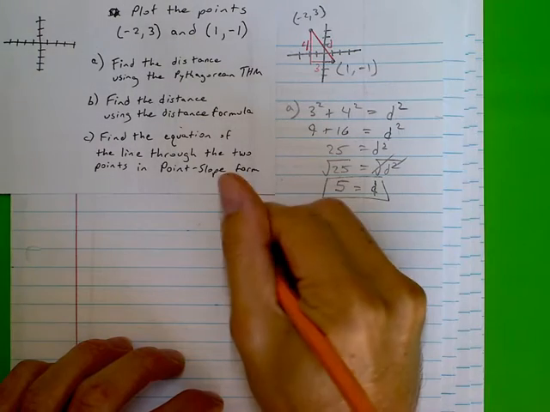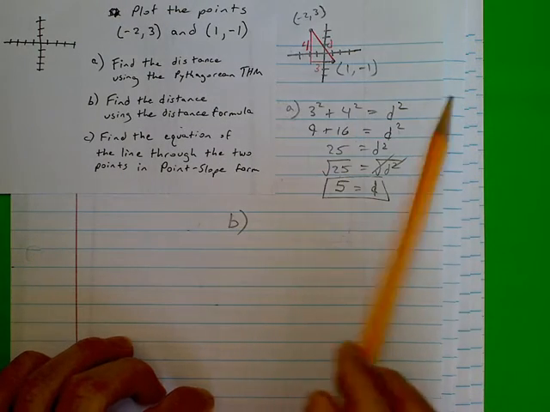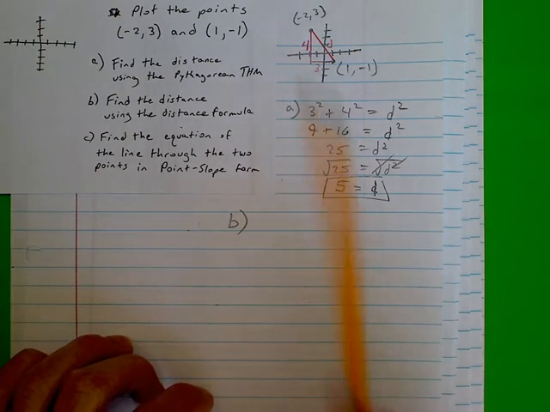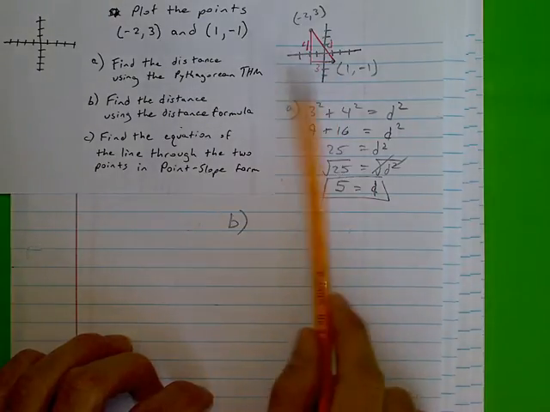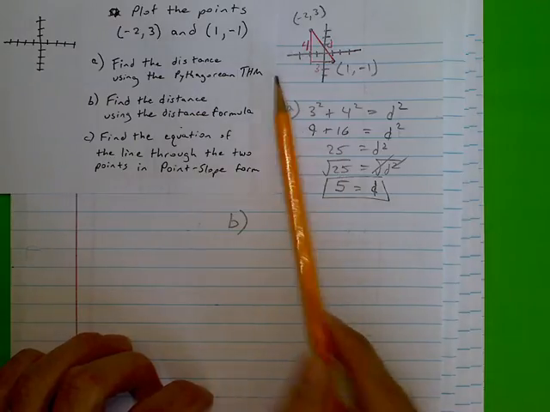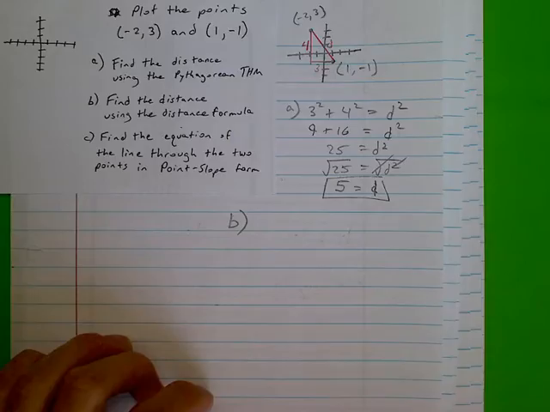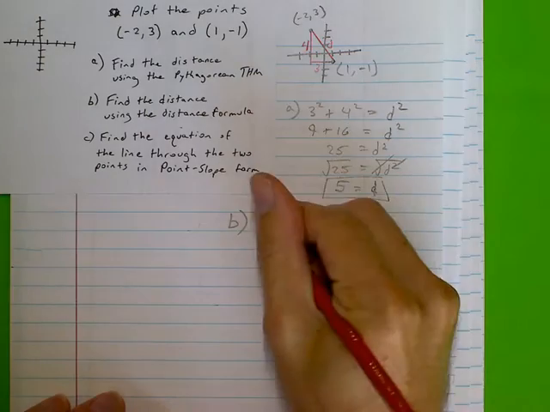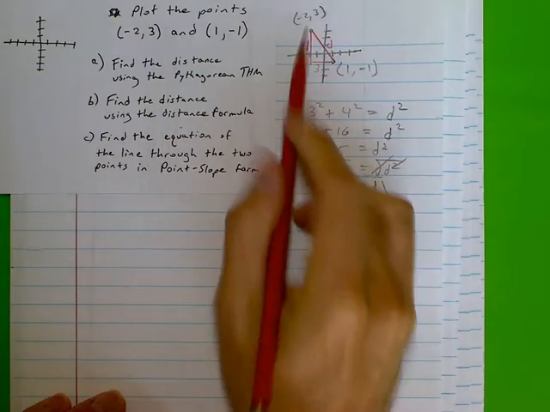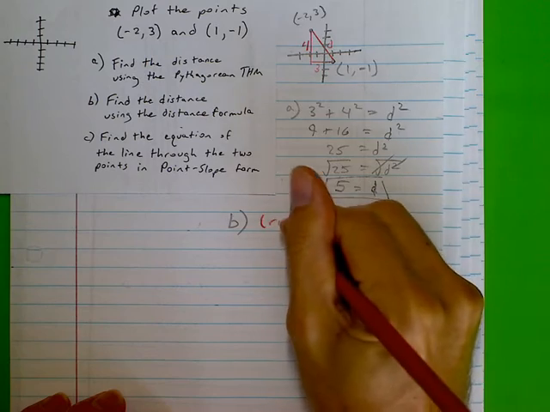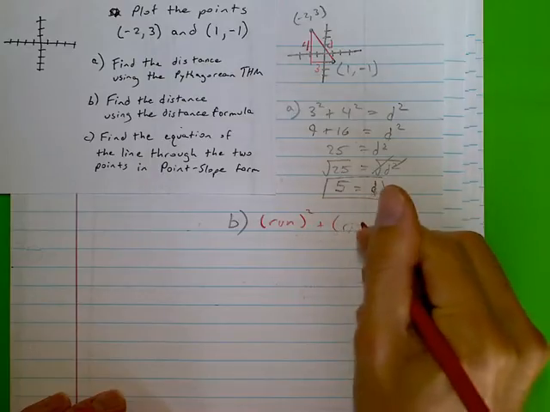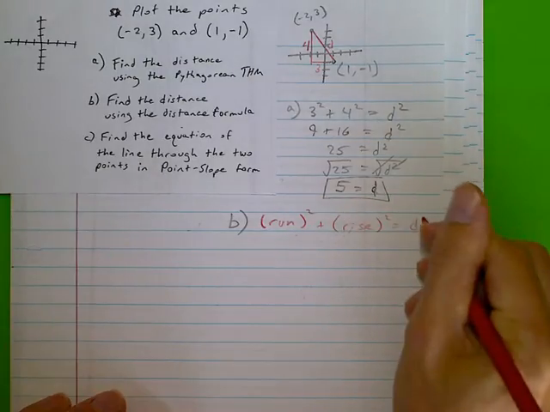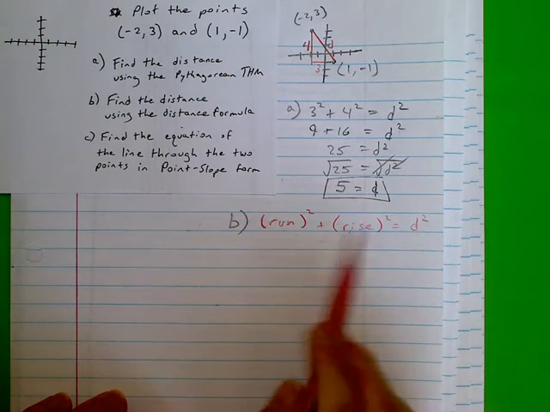Let's try B. So on A, I said we make a right triangle, we figure out how long each side is, then do the Pythagorean theorem. For the distance formula, we make a right triangle, figure out how long each side is, and then use the Pythagorean theorem. Remember, it's the exact same thing, only with the distance formula, you figure out how long the sides are by subtracting. So remember we did something like this. So we said the run squared, plus the rise squared equals the distance squared. So we may not have written it exactly like that in the notes.